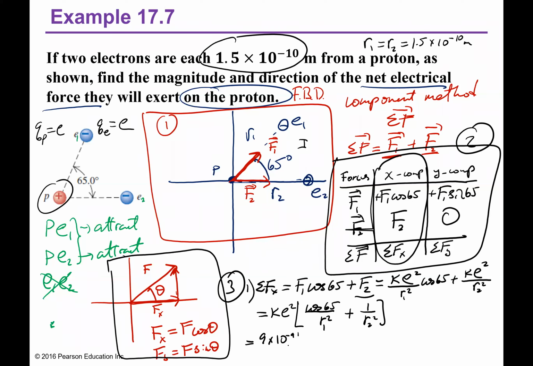So what I have here is 9 times 10 to the 9, that's for k. Then 1.6 times 10 to the negative 19, that's for e, and then I'm squaring that. Then cosine of 65 divided by the distance, 1.5 times 10 to the negative 10 meters squared, then plus 1 over, technically I could have even factored that one out, 1.5 times 10 to the negative 10 meters squared. So I get that.